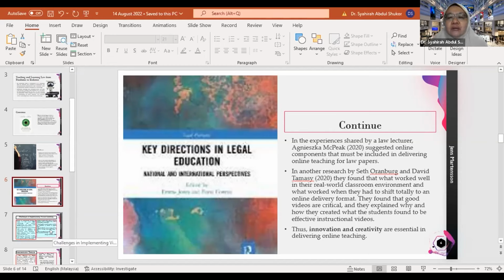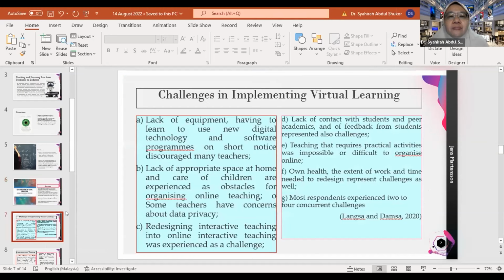And as we know, the law subject itself can be very dry, and therefore injecting this technology has opened eyes to the way that traditional licensing structures have impeded effective and efficient delivery of services, including in teaching and also learning. So in the beginning of the pandemic, we can find what the difficulties were, and this is in line with what has been found by Langsa and Damsa.